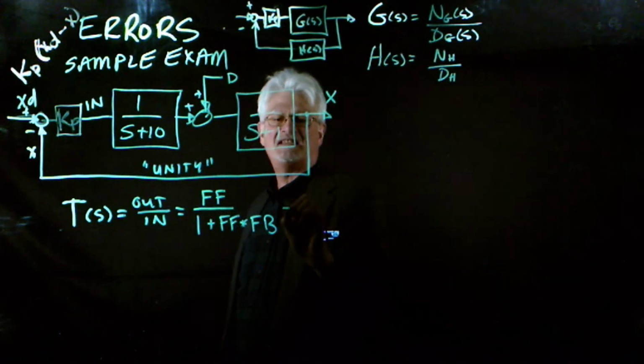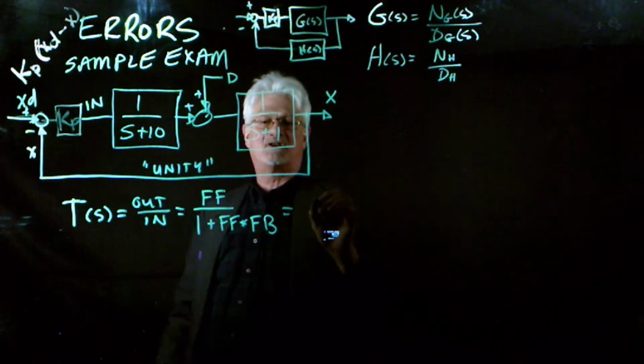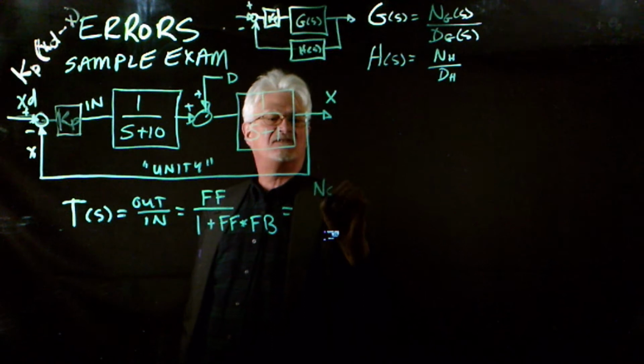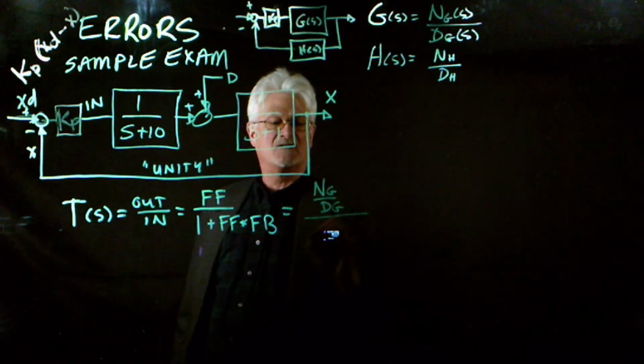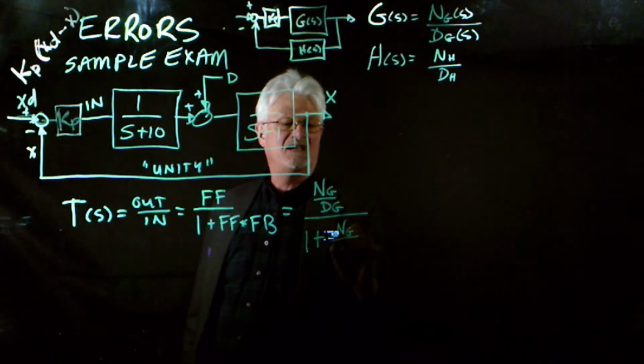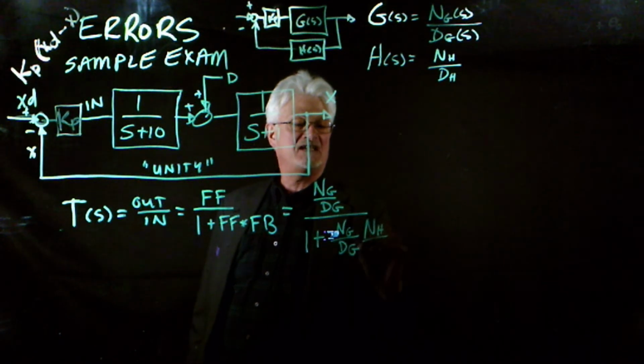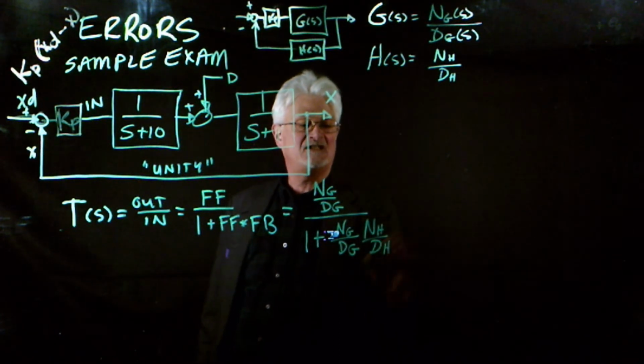And now I'm going to put this feed forward over feed back in terms of these parameters. It's going to be the numerator of G over the denominator of G, the feed forward, divided by 1 plus the feed forward, numerator of G over denominator of G, times the feedback, which is the numerator of H over the denominator of H.